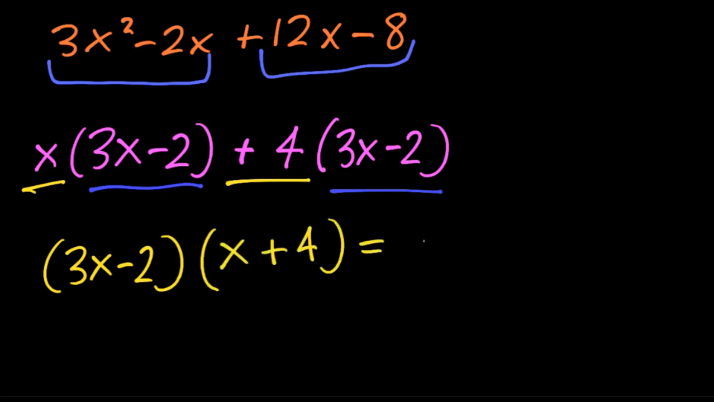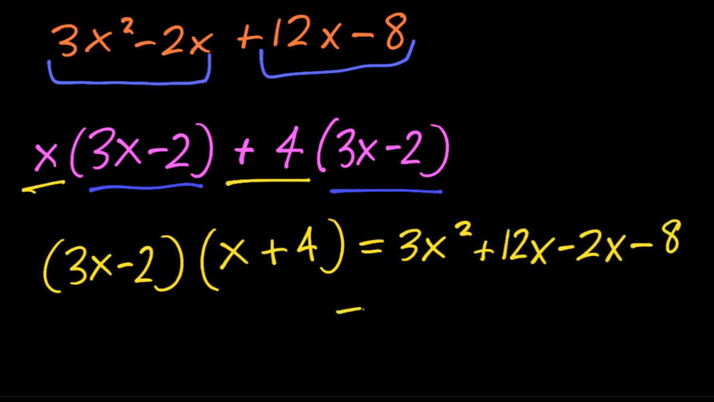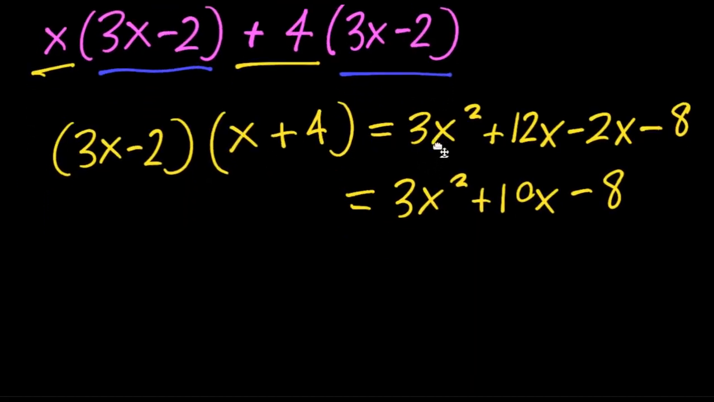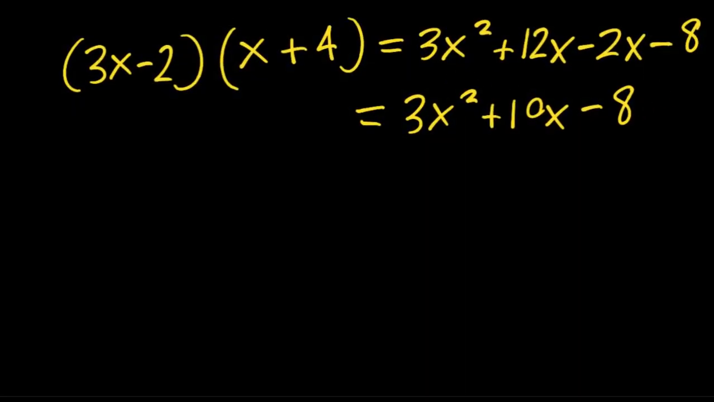Let's multiply that out just to see that it's correct. So 3x times x is 3x squared. 3x times 4 is 12x. Minus 2 times x is minus 2x. And minus 2 times 4 is minus 8. Tidying up, we get 3x squared plus 10x minus 8. Perfect, we've factorized, and now we can solve for x.